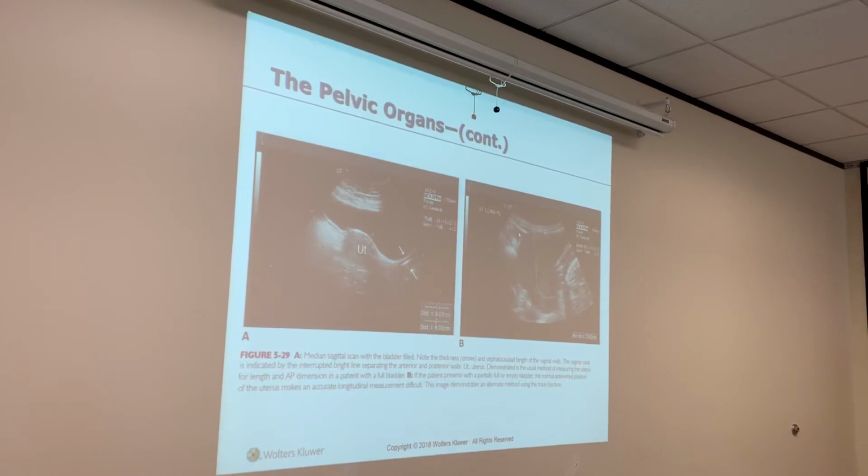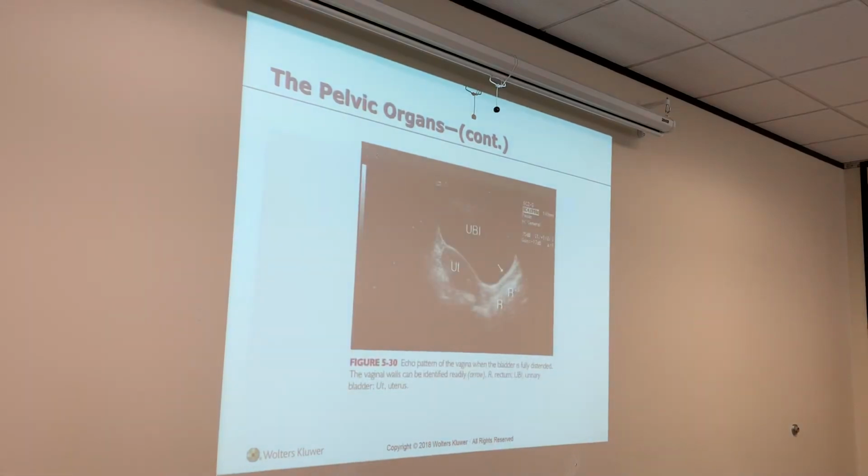Okay? When we take this image, we're going to turn transverse on it and make sure that it's not bladder, that it's free fluid in the anterior cul-de-sac. And we annotate that FF. Here is an anteverted uterus.